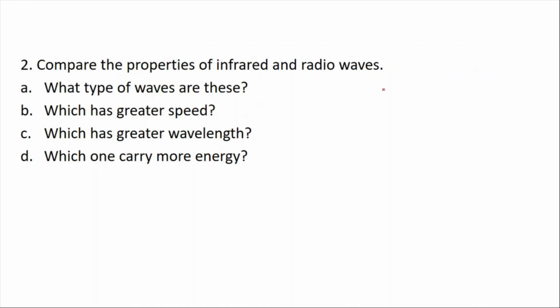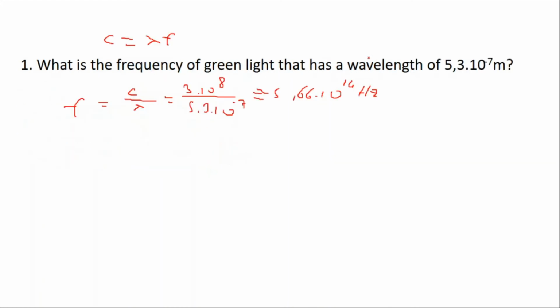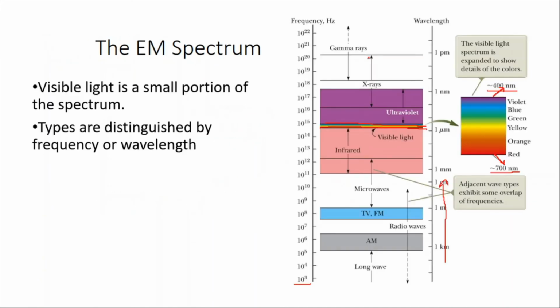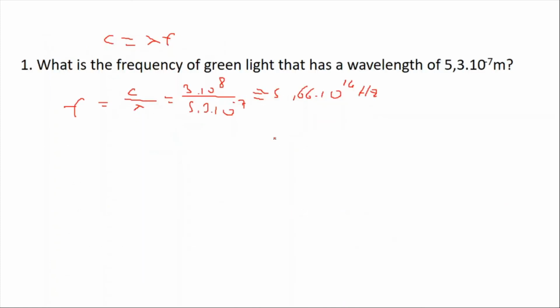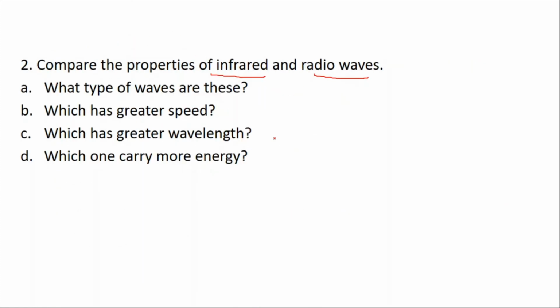Okay, let's look at the next question. Compare the properties of infrared and radio waves. Let's quickly go back to the spectrum and see. Here is the electromagnetic spectrum. We are going to compare the radio waves, their frequency is 10 to the 7, to the infrared rays, their frequencies range from 10 to the 11 up to 10 to the 12 hertz. And let's look at our questions. What type of waves are these? Both infrared and radio waves are electromagnetic waves.